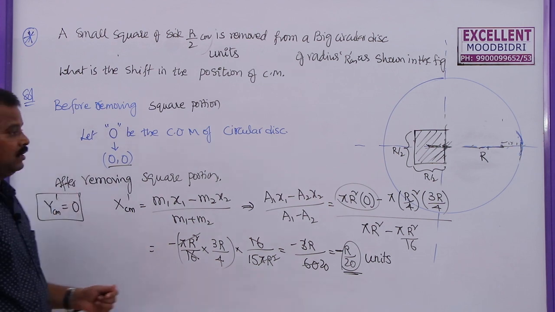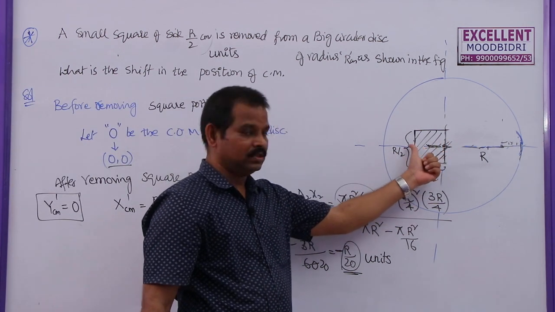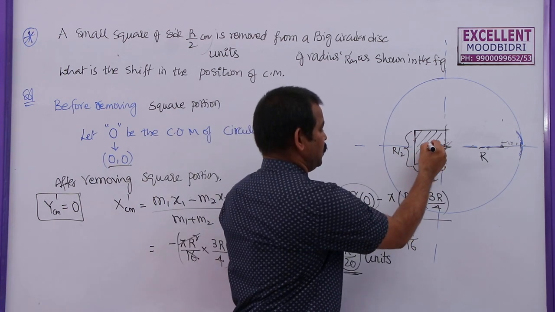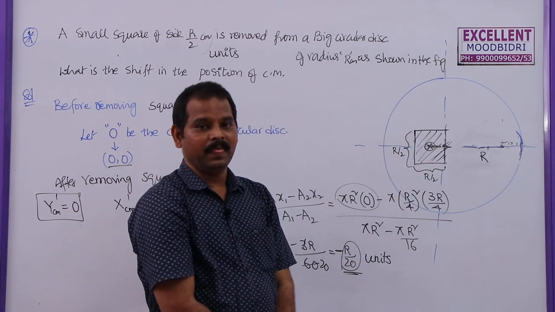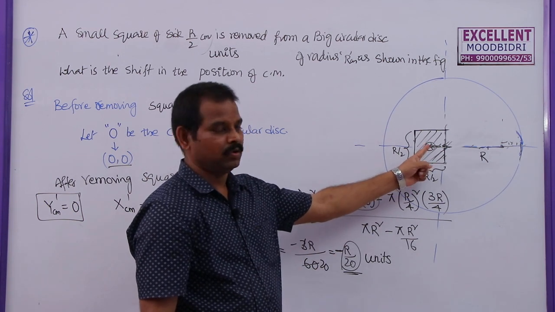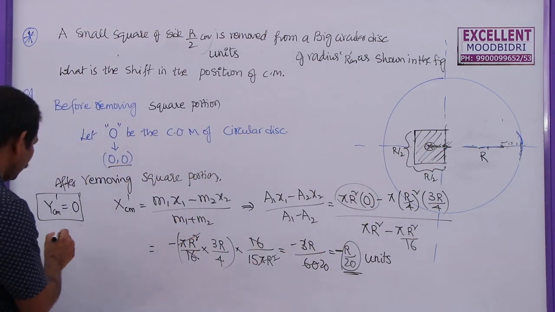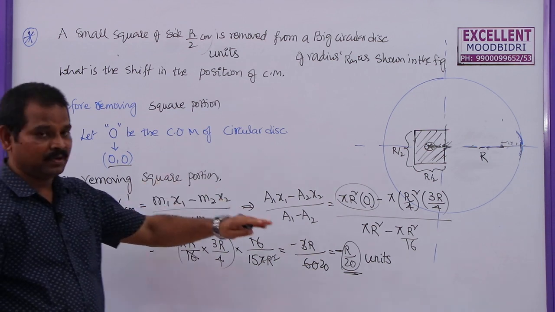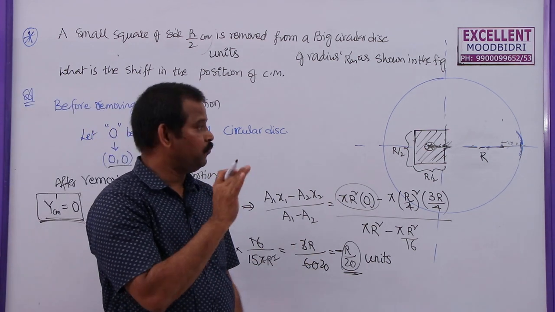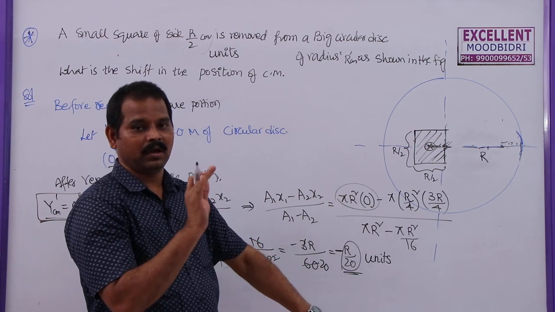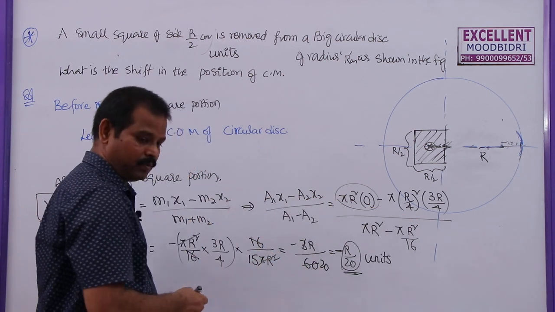Why? Because the center of mass will move towards this direction, but the new center of mass will be formed on the x-axis only. So for any point on x-axis, the y coordinate must be equal to 0. That's why I am not finding ycm either in this problem or in the previous problem. Please remember this: if any figure is symmetrical about x-axis, the y coordinate of center of mass will be 0. So let me write this one.